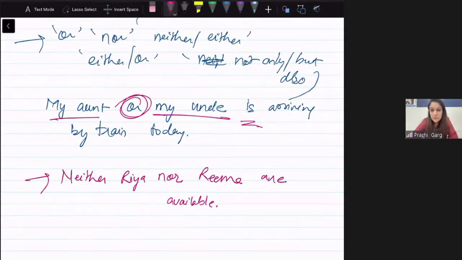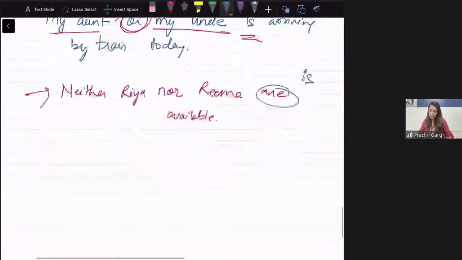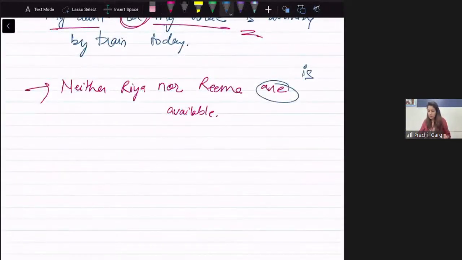Right. So in place of are, we will be using is. Why so? Because with neither and nor, we use a singular verb. Am I clear? Now are we understanding this? Yes? Okay, so the next rule says, if one subject is singular and the other subject is plural, then what?